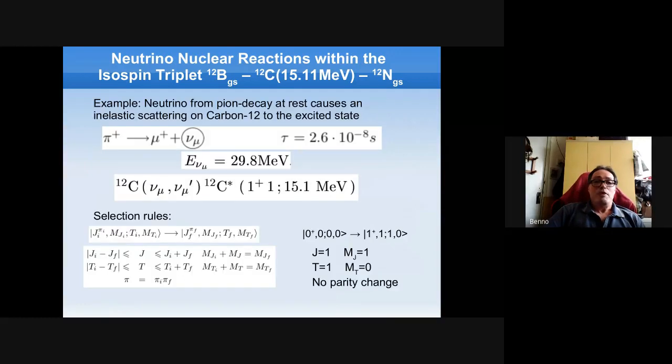I like to make an example. If we think, for example, of a pion decay at rest, there emerges a muon neutrino of 29.8 MeV. This can do an inelastic excitation to the carbon level 1+1. And if we adapt the selection rules of quantum mechanics, we see that this is somehow related with the flip of the angular momentum of 1 unit and the isospin also of 1 unit. What is important, there is no parity change involved.